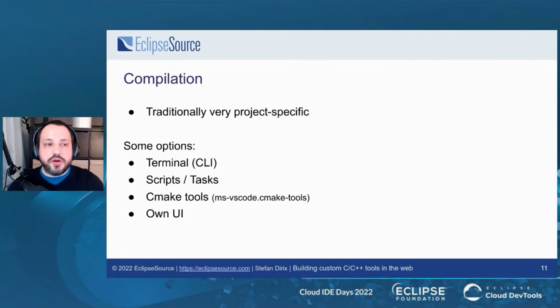Okay, about compilation. Compilation is traditionally very project-specific in C, C++. You can use a terminal, you can use scripts or tasks, or build your own UI. So it's hard to recommend something useful for everyone here. If you're using CMake, we can recommend the CMake tools. They definitely make sense.